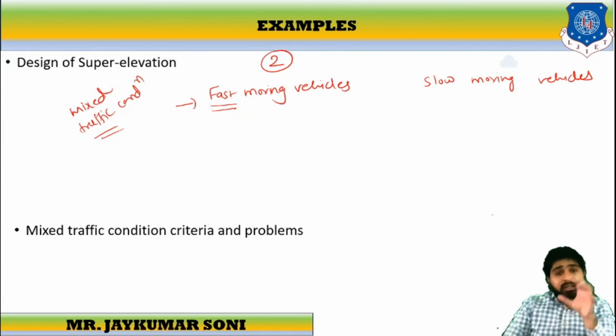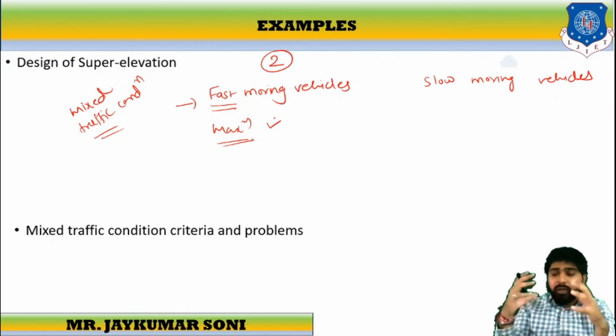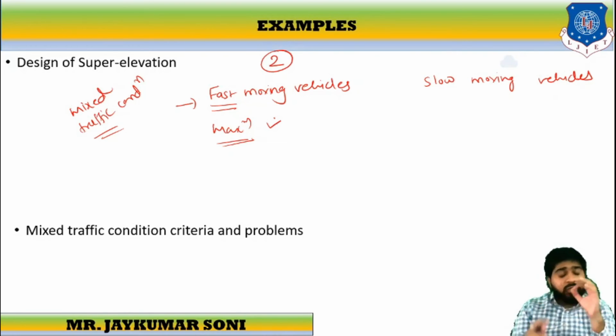Now if mixed traffic condition is there, it means various kinds of vehicles are traveling. So there is a big issue whenever we are discussing the provision of super elevation. What we can do in this case is that the maximum super elevation should be provided, and it should counteract the centrifugal force fully and neglect the lateral friction. The basic need of providing super elevation is to counteract the centrifugal force.